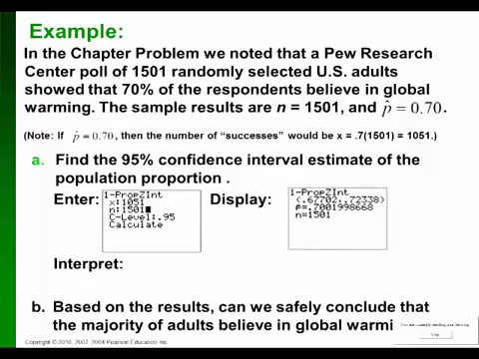Based on these results, can we safely conclude that the majority of adults believe in global warming? Majority indicates what percentage? Anything bigger than 50%. We are 95% confident that the actual percent is somewhere between 67.7 and 72.3. Both of those are way above 50%. So yes, we can safely conclude that the majority of adults believe in global warming. And that's what the next slide says.